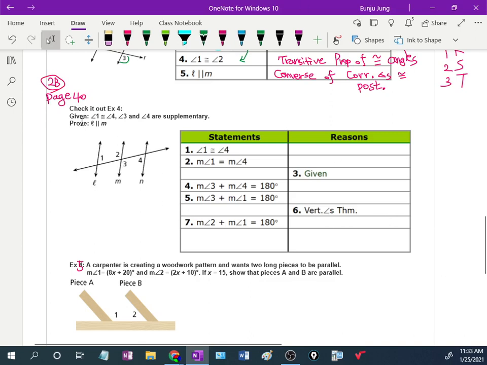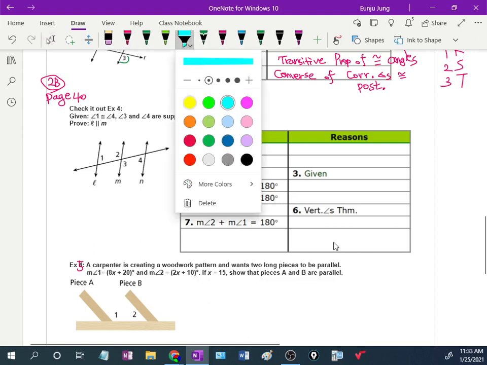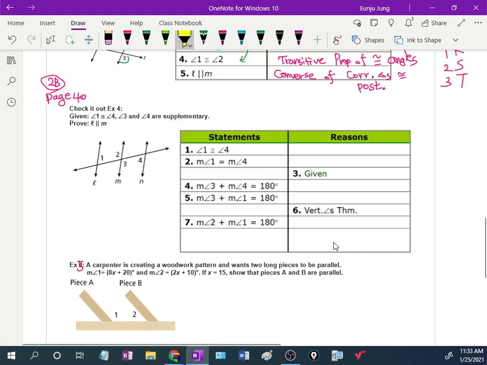Okay, next one. Given information: angle 1 and angle 4 are congruent to each other, and angle 3 and angle 4 are supplementary. And now let's prove two lines are parallel. So let's start with all given information. What is given information? Here, this and that, right? So where is it? Here and on here, right? So let's fill out the blanks.